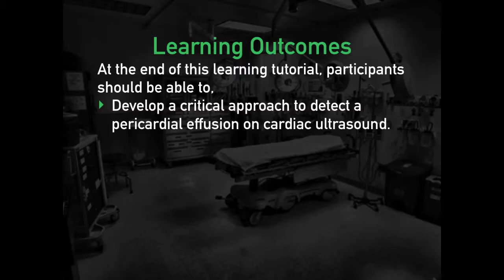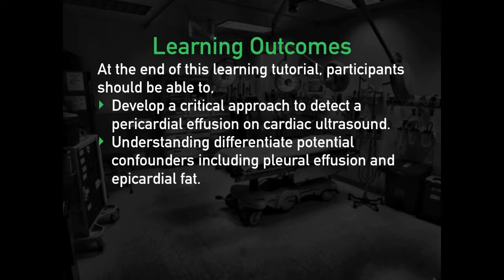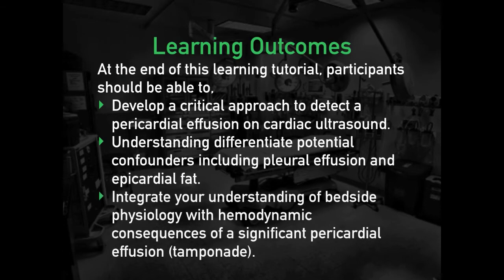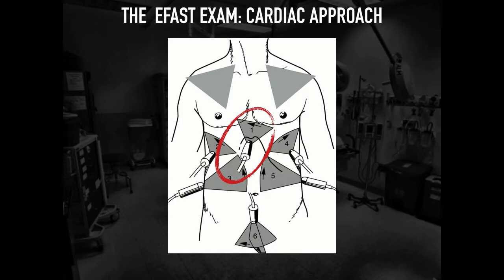Bringing you this tutorial on detection of pericardial effusion in trauma as a component of the eFAST exam. We'll cover several learning outcomes, including developing a critical approach to detecting pericardial effusions on cardiac ultrasound, differentiating from potential confounders, and integrating your understanding of bedside physiology with the hemodynamic consequences of a significant pericardial effusion. Obviously, there are many elements to the eFAST exam. We're going to focus on the assessment of the pericardial space.